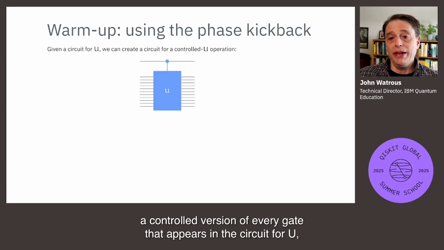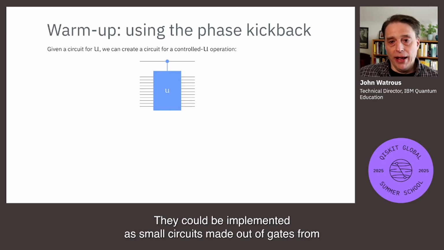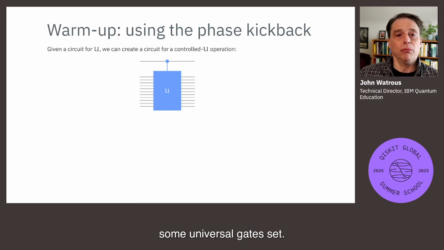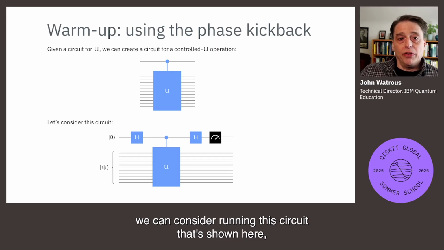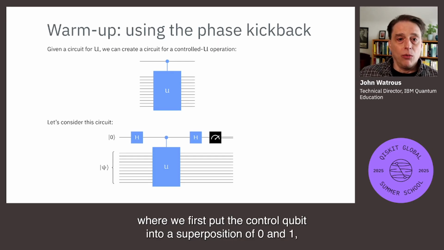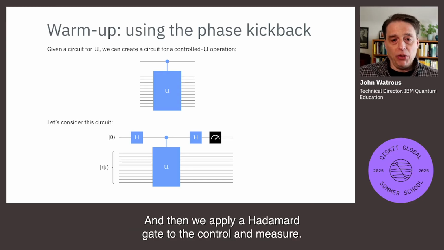That means that we're going to need a controlled version of every gate that appears in the circuit for U, but these new controlled gates don't literally need to be single gates. They could be implemented as small circuits made out of gates from some universal gate set. And once we have a controlled version of U, we can consider running the circuit that's shown here, where we first put the control qubit into a superposition of 0 and 1, and then apply the controlled U gate to the eigenvector psi that we're given, and then we apply a Hadamard gate to the control and measure.